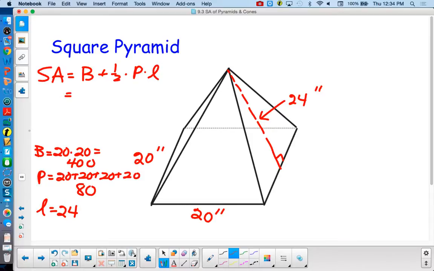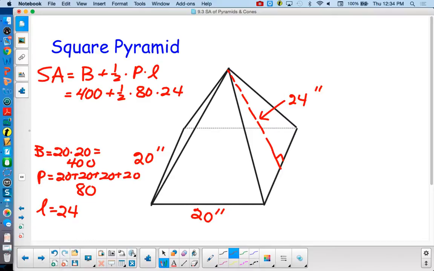A base area was 400 plus 1/2 times 80 times 24. Oops, not 8, 80 times 24. Okay, so if you're entering it in one of those calculators that can do the order of operations, I guess you can enter it just straight across probably.